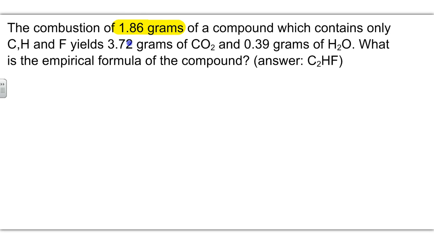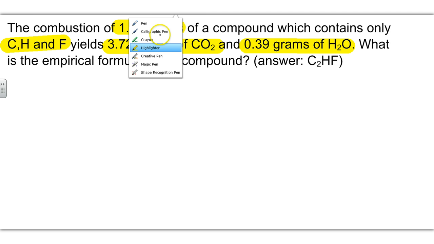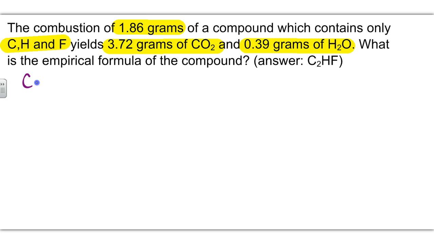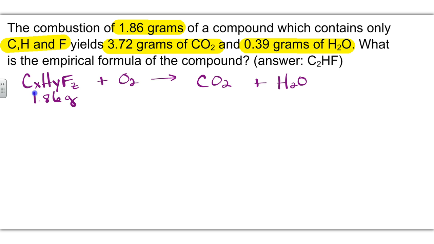Next example: 1.86 grams of a compound, which contains carbon, hydrogen, and fluorine, yields 3.72 grams of carbon dioxide and 0.39 grams of water. What's the empirical formula? First I'll write what the reaction may look like: CxHyFz plus O2 yields CO2 plus H2O. We're given 1.86 grams of our original compound, 3.72 grams of carbon dioxide, and 0.39 grams of water.